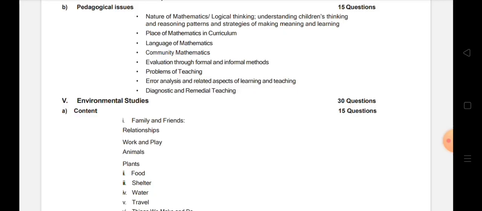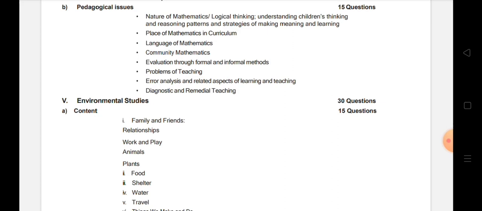Pedagogical issues, that is pedagogy, is the same for all the subjects, all right? So nature of mathematics you should know, logical thinking you should know, understanding children's thinking and reasoning patterns and strategies of making meaning and learning, this one you should know. This is a theory, right? So you can study very well, very nicely, no worries at all.